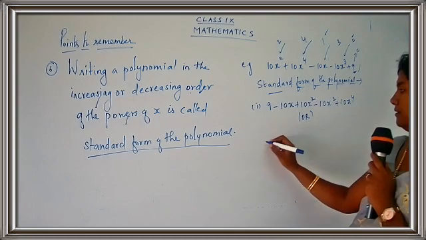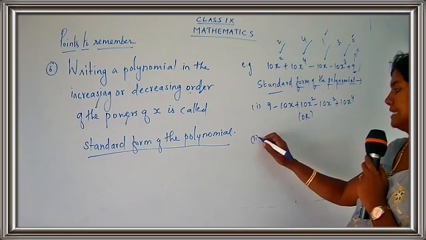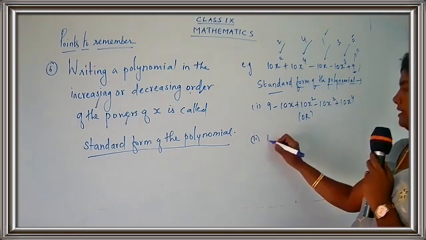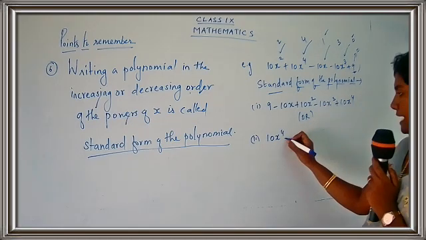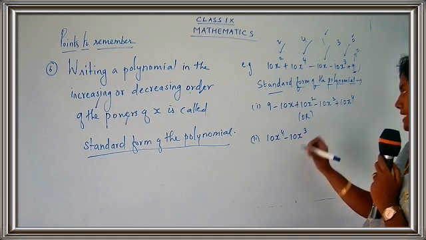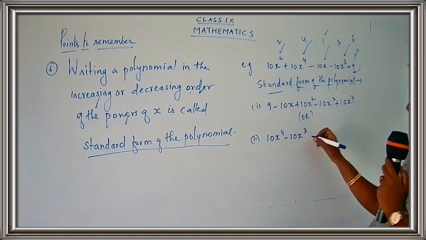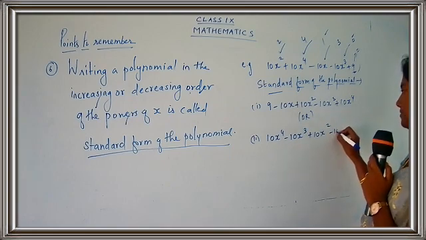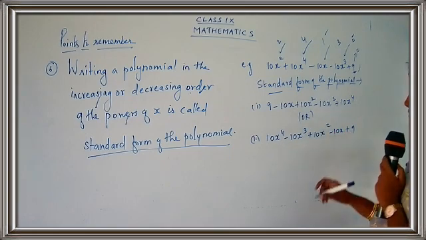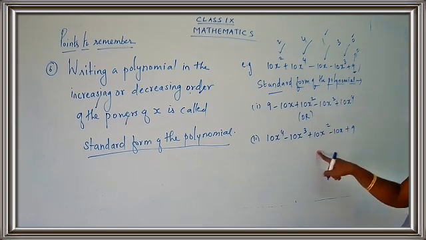So here is the second way of writing the answer: 10x raised to 4. The bigger power is 4. The next one is 3, so write down the sign carefully. It is minus 10x cube. Then you have plus 10x square. Then you have minus 10x. Then you have plus 9. So this is the increasing order and this is the decreasing order. So you can write the expression in both forms, in an increasing order and the decreasing order.